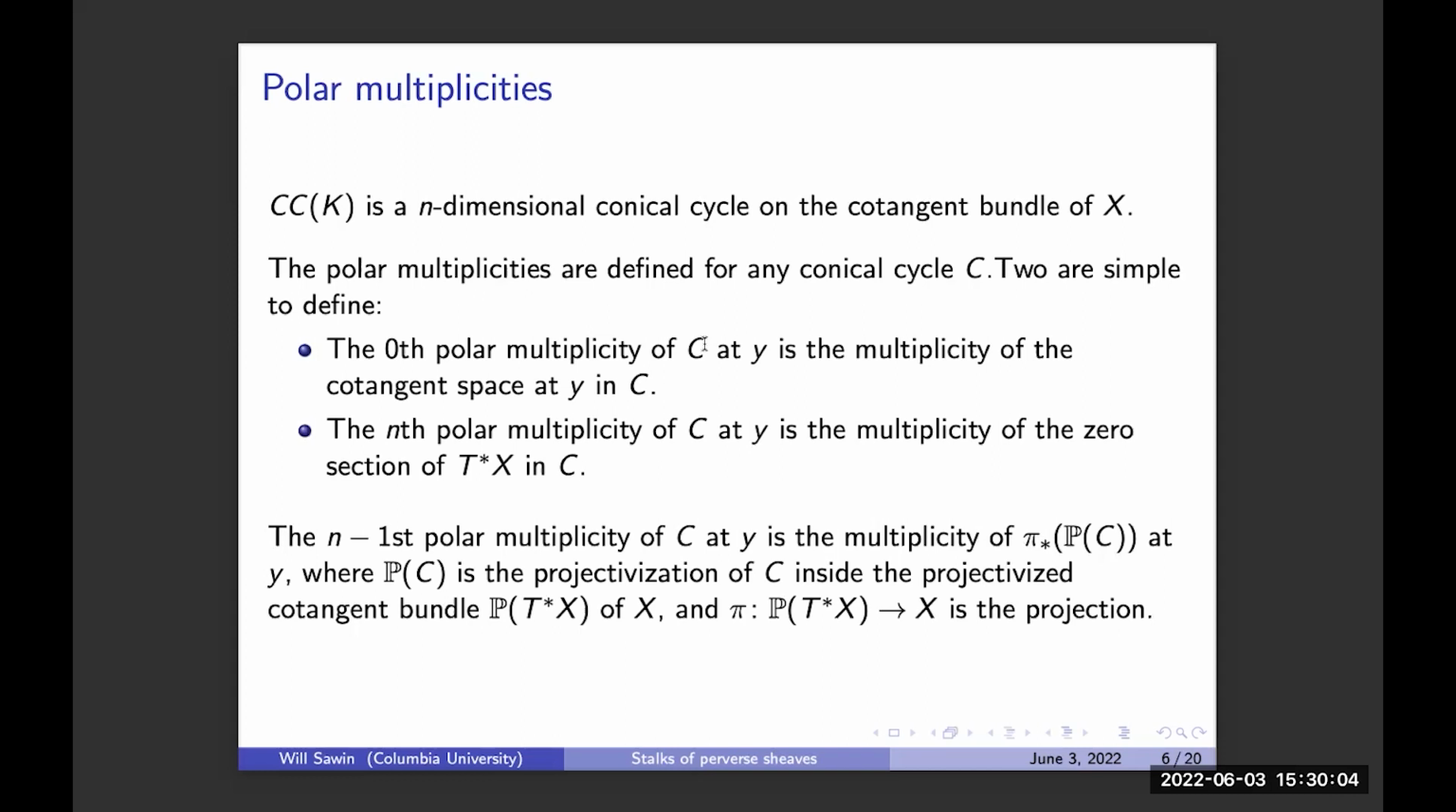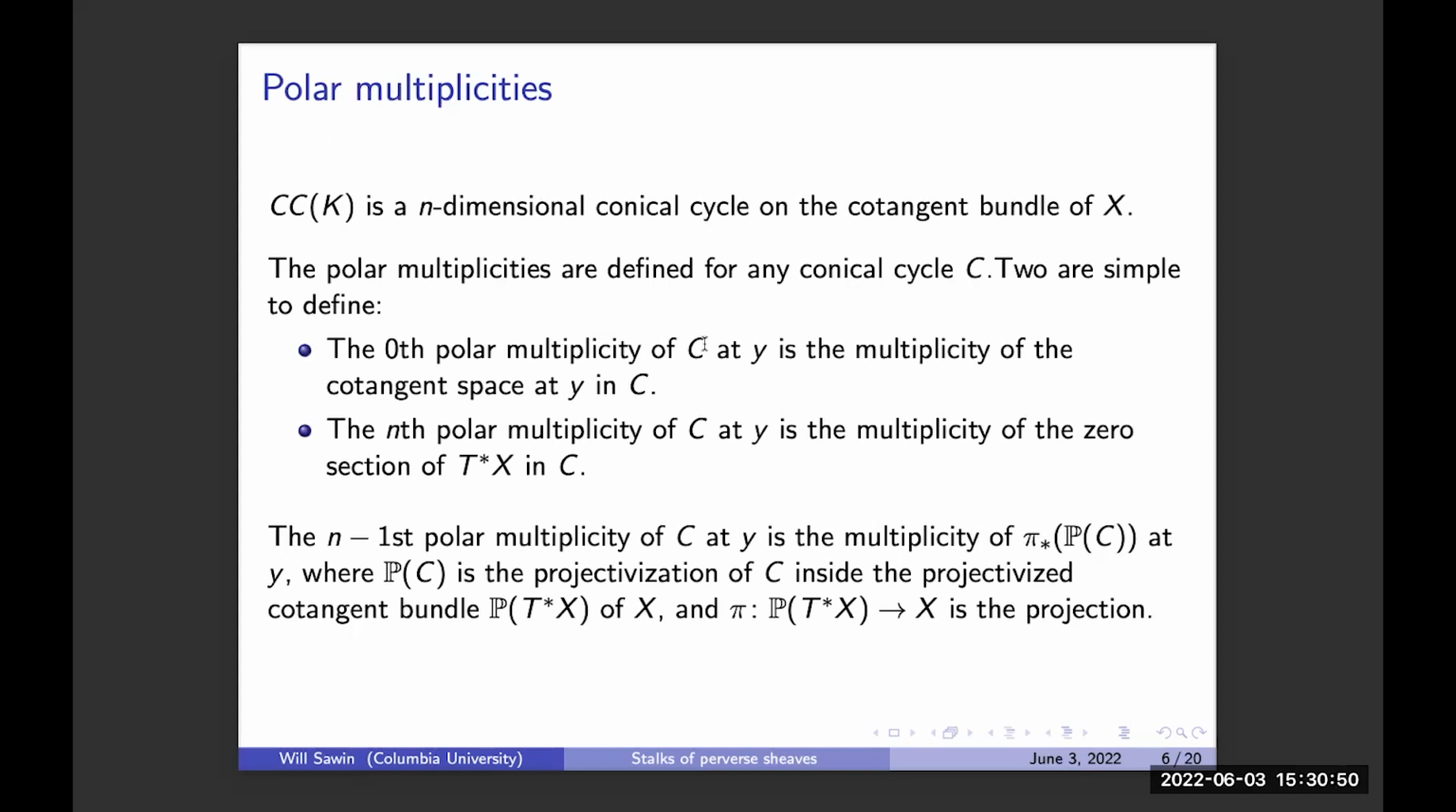And I want to point out that these two have very contrasting behavior. So the zeroth polar multiplicity can only be non-zero at finitely many points, because you can only have finitely many different fibers appearing in the sum, which is good because we're going to want to use it to give an upper bound for the cohomology in degree 0, which we know is only supported at finitely many points. And the nth polar multiplicity has the opposite behavior. It takes the same value at any point. If it's non-zero at one, it's non-zero at all of them. And that's also good because we're going to try to use that to bound the cohomology in degree minus n, which can be supported at many different points, at all the points.